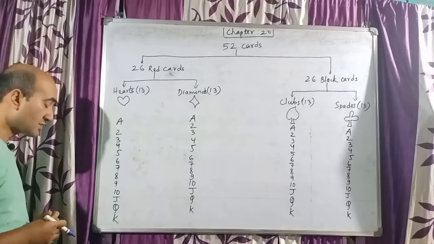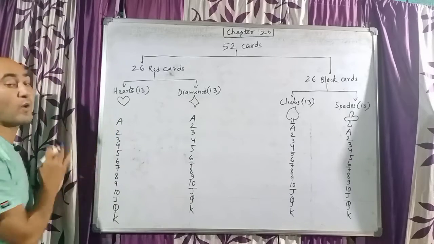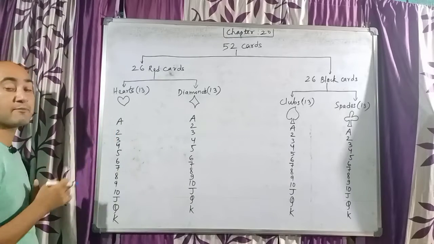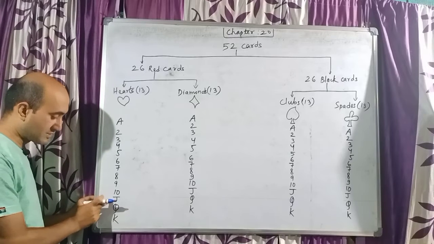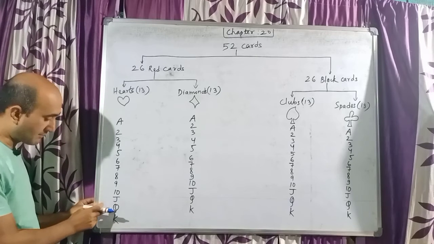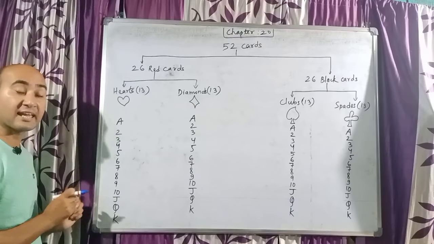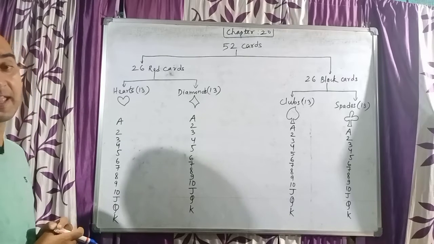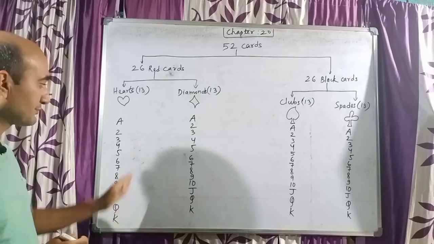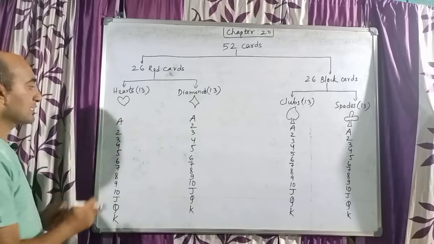So children, note it down. There is no 1. In place of 1 we have A. There is no 11. In place of 11 we have J. In place of 12 we have Q. And in place of 13 we have K. So you should know the name of cards.